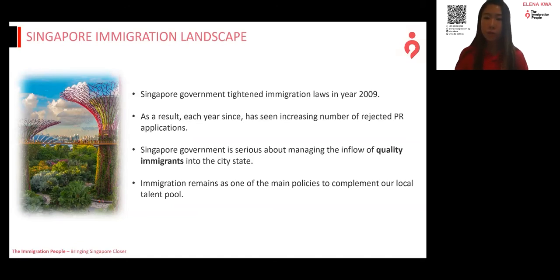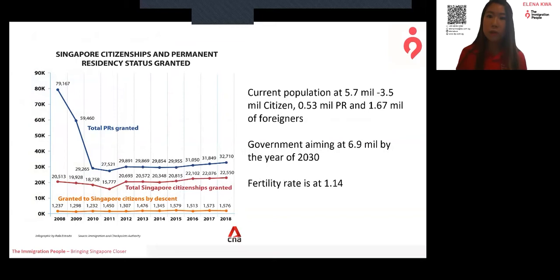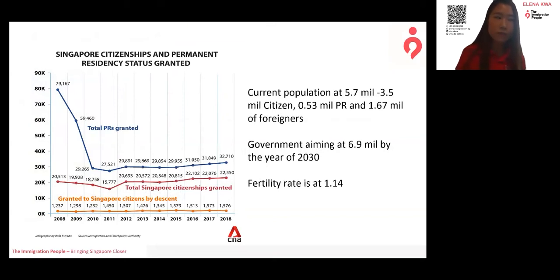However, immigration is still here to stay because we lack a lot of natural resources and we can only rely on our talent pool. So next slide, we will show you the statistics of the number of approvals over the past 10 years. From this graph, you can see that currently the government is approving about 33,000 new PRs and 22,000 new citizens. So the slides we've shown earlier are not numbers we plucked from the sky. All these are facts, statistics given by ICA.